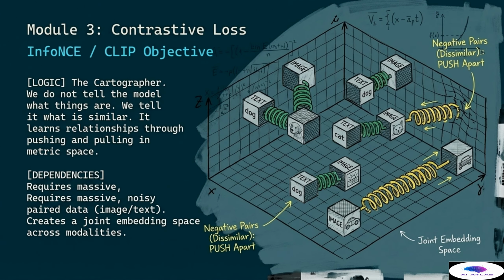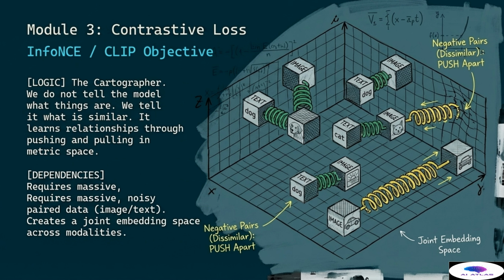In Module 3, we look at contrastive loss and the CLIP objective, which we call the cartographer. In this approach, we do not tell the model exactly what things are in an absolute sense. Instead, we tell it what is similar and what is different. The model learns relationships through a process of pushing and pulling data points in a high-dimensional metric space. For instance, we might provide pairs of images and text descriptions. The objective is to pull the matching image and text closer together while pushing the mismatched pairs apart.